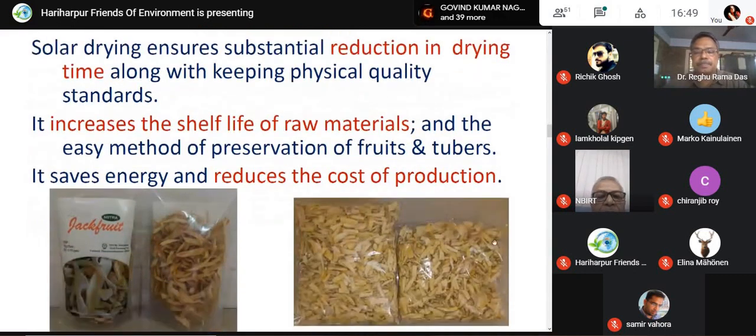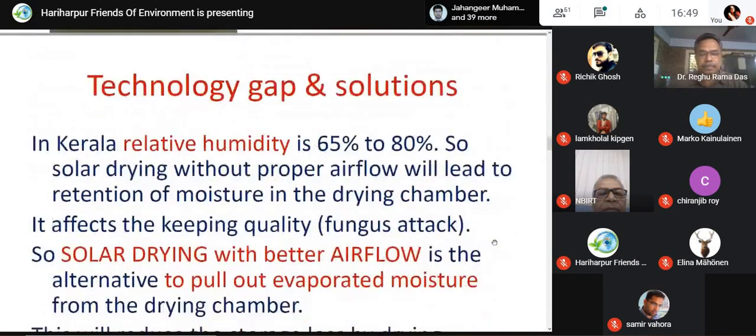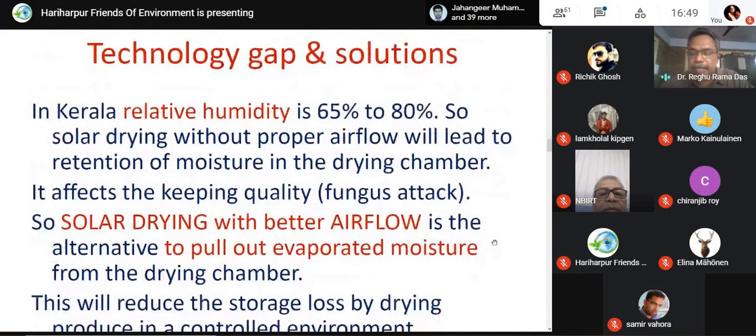Next slide, please. The technology gap and solution in relation to this drying. In Kerala, the relative humidity is very high. It varies from 65% to 80%. So solar drying without proper airflow will lead to retention of moisture in the drying chamber. This is the main technical problem which we are trying to address through this project. It affects the keeping quality, of course, as I said before, through fungus attack.